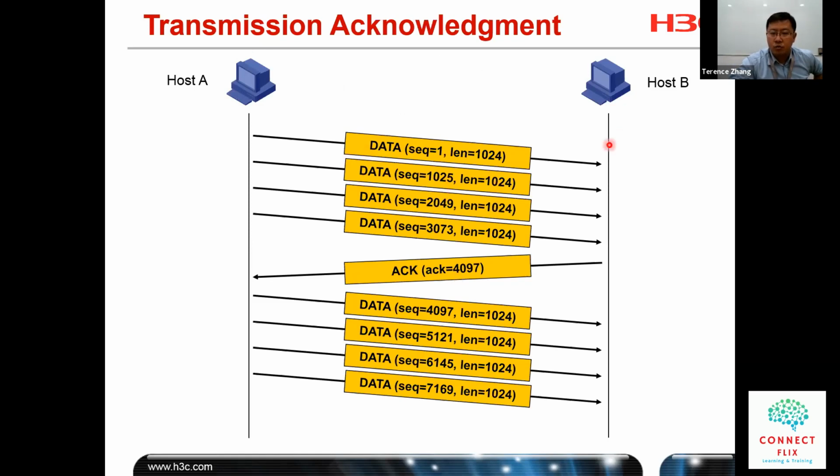And if host B receives them all, the ACK is the last sequence number plus 1, because here it is 3,000 and the length is 1,000. So the last one should be 4,096, so ACK is 4,097, right? And data will be sent again from 4097 with the same length. So this is the acknowledgment of data that was successfully received, right?